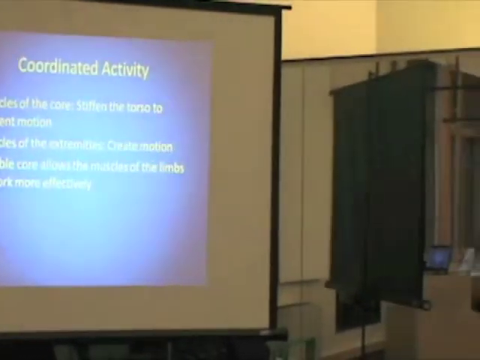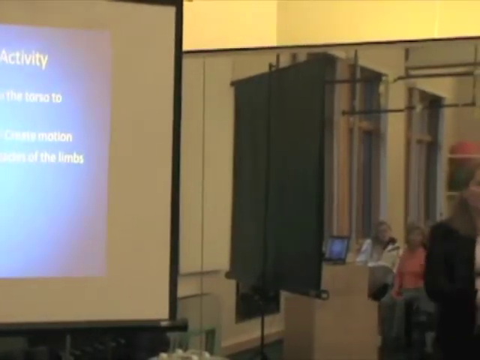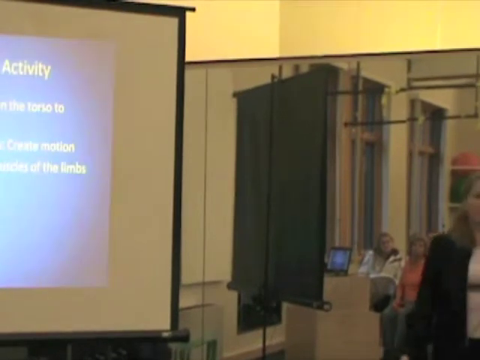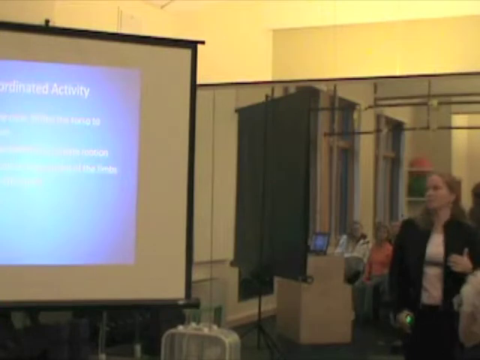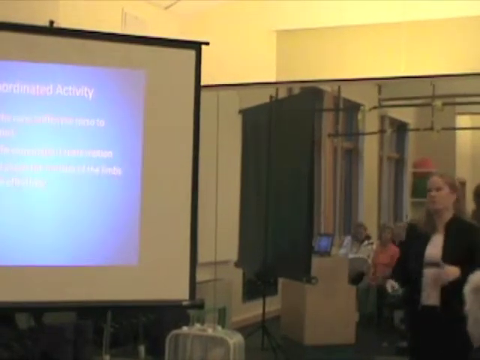So the core is working in coordinated activity. Again, the muscles of the core are stiffening first, the muscles of the extremities are creating your motion, and then this stable core allows the motion from the limbs to be transmitted to let you move and work effectively.